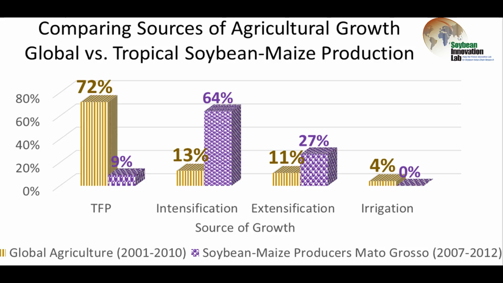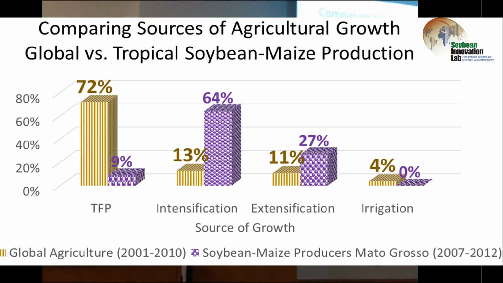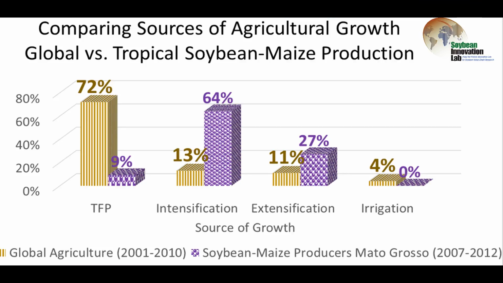So we've been doing work in Mato Grosso for a number of years, and we have estimated the same data for soybean and corn farmers. The brown columns are the data from Fuglie and Rada, the 72, 13, 11, and so forth. You've got total factor productivity on the left, extensification, intensification, and so forth. When we look at soybean and maize producers, they're very, very productive, very, very profitable, and we want to know, how do they do it?